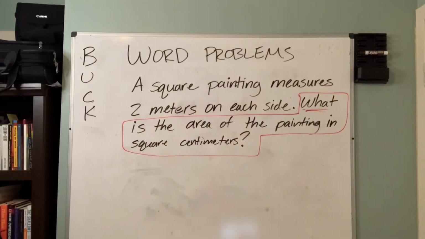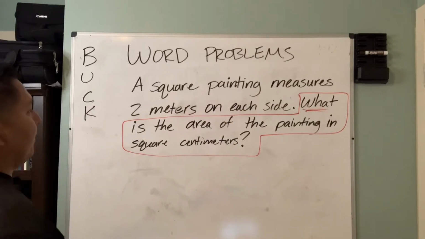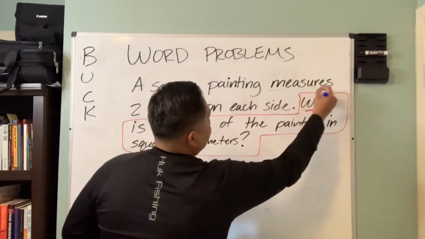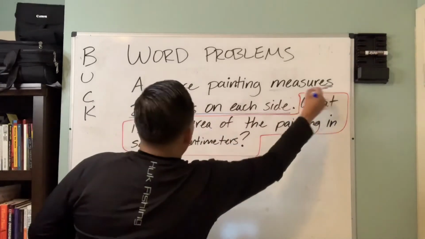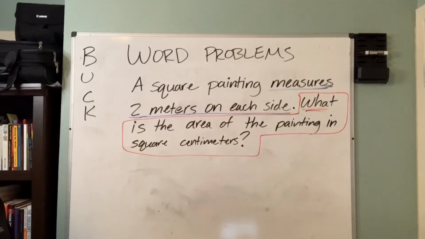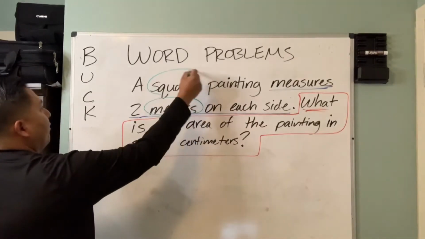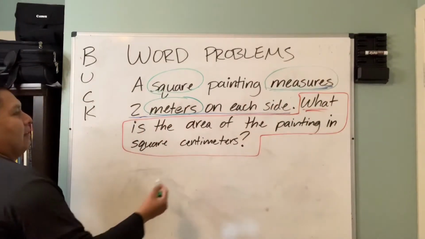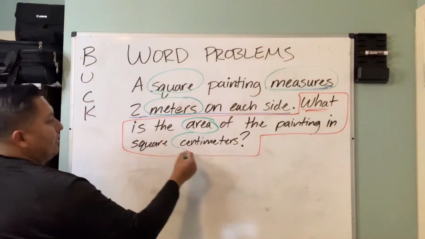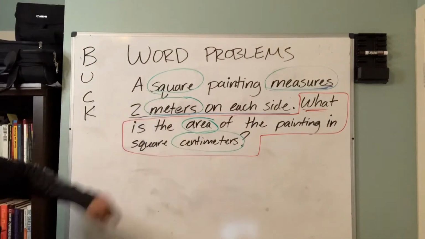Next, what you want to do is underline the needed information. A square painting measures 2 meters on each side. So it measures 2 meters on each side. All right. Next, circle the vocabulary word. Meters would be a vocabulary word. Square would be a vocabulary word. Measures would be a vocabulary word. Area would be a vocabulary word. Centimeters. Okay, these are vocabulary words. We already have squares, so I didn't circle that.